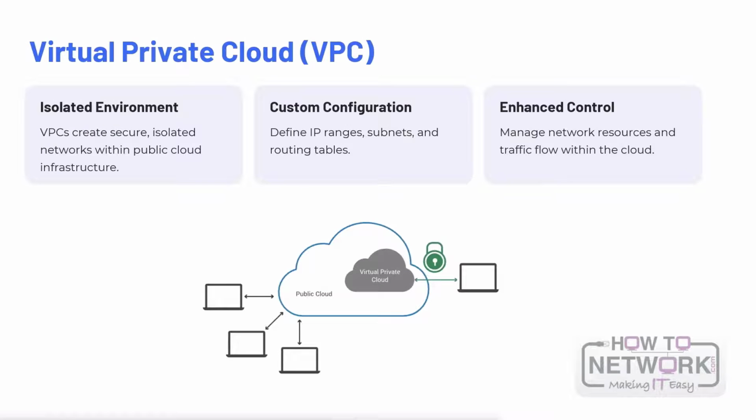Now let's talk about VPC, or the Virtual Private Cloud. VPCs create isolated networks within public cloud infrastructure. This isolation provides a layer of security and privacy for your applications and data, separating them from the other tenants on the same cloud platform. VPCs allow you to define your own IP ranges, subnets, and routing tables, giving you granular control over your network topology. This flexibility enables you to tailor your cloud environment to meet the specific requirements of your applications and workloads.